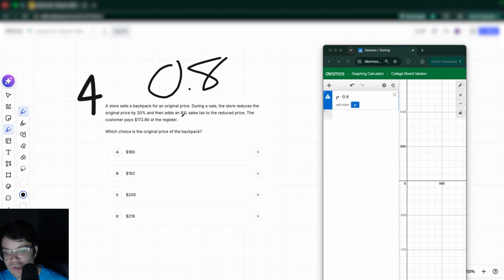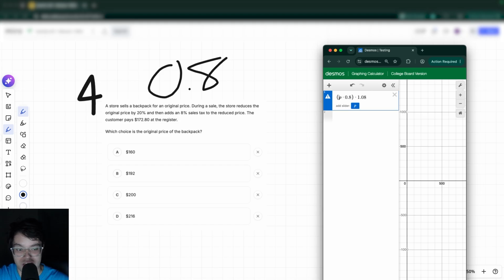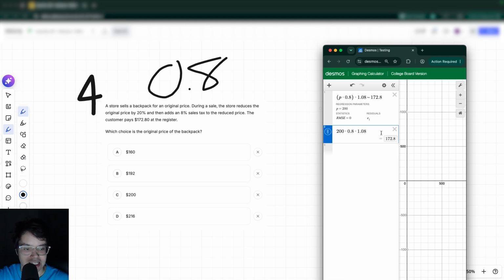Then we add an 8% sales tax, so kind of like if we did a tip here. So then we just multiply that number by 1.08. Now, it doesn't actually matter, but if you want to be extra sure, you can put parentheses around this, so it only takes this total amount for that. Okay, then the customer pays 172.8 at the register, so I can just say equal to 172.8, and we see here the original price must be 200. For problems like this, it's often a good idea to check your answer just to absolutely make sure if you have the time to. So 200 times 0.8 times 1.08, yes, it gives me the right answer, 172.8. So 200 must definitely be right.